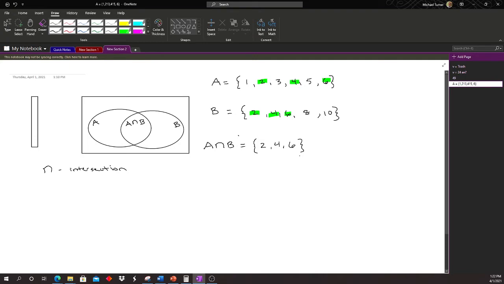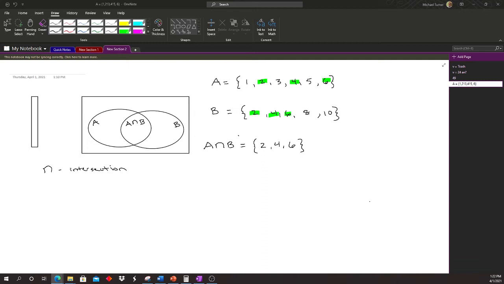So that is an intersection. You're looking for the elements that are in both of those sets. That is one example. And in your assignment, you're going to be asked to define an intersection and then also sketch a Venn diagram showing that.